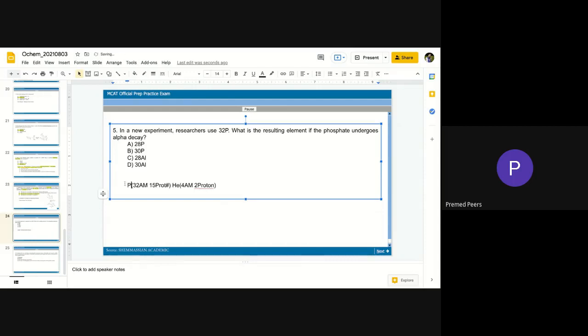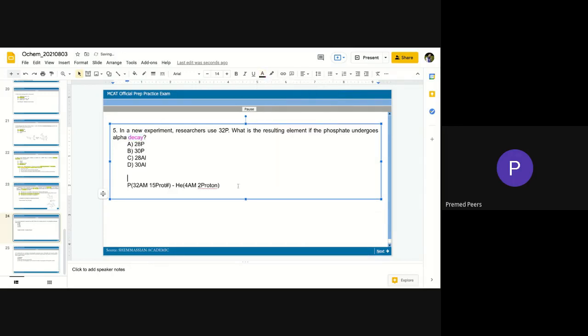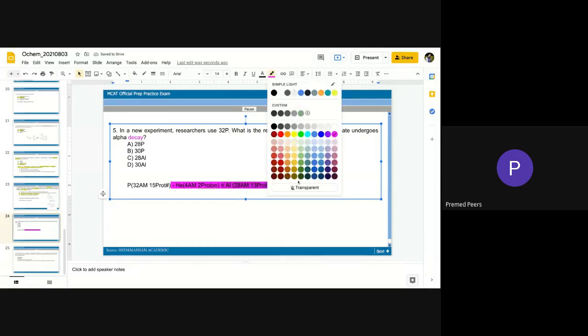So phosphorus minus this, decay meaning away, right? So that's why we subtract this. And then we lead it to aluminum, which has 32 minus 4, which is 28 atomic mass, and also 13 proton number.